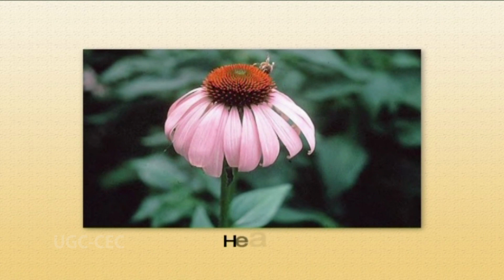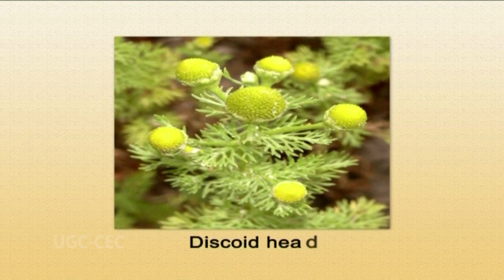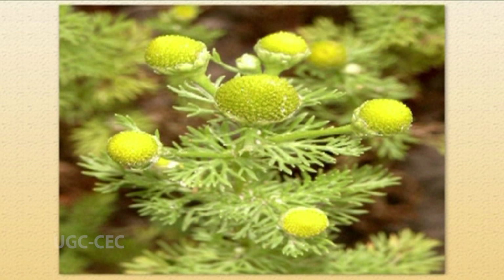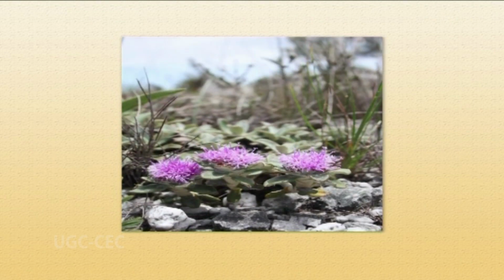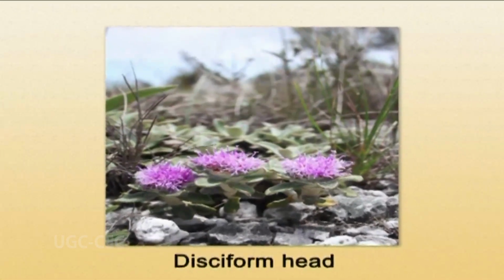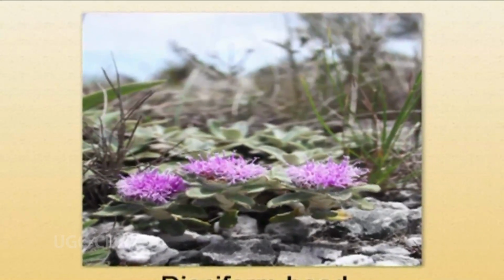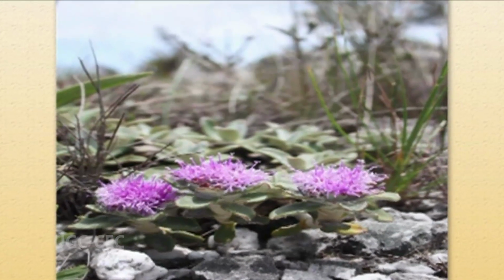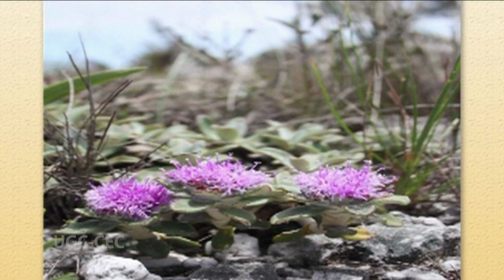Heads in the case of Asteraceae are broadly of five main types. Number one, discoid. In this type of head, we have only disc florets, and all these disc florets are bisexual. The second type of head that we see in Asteraceae is called disciform. Here we have only disc florets and also a mixture of pistillate or sterile florets. Also, we can have bisexual or staminate florets, either in the same head or in different heads.